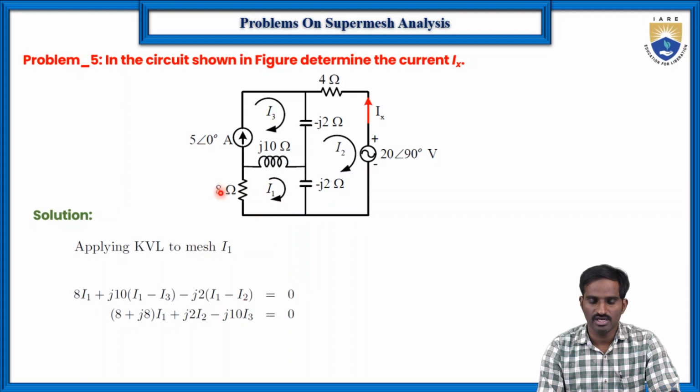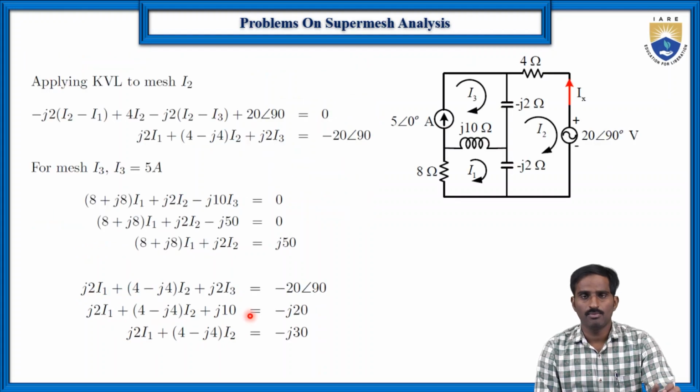So here let us start with 8 into I1 plus Z10 into, here the current flowing through this particular inductor is I1 minus I3. So that's why Z10 into (I1 minus I3), and minus Z2 into (I1 minus I2), which is equal to 0. Then by simplifying this equation, you will get the equation like this.